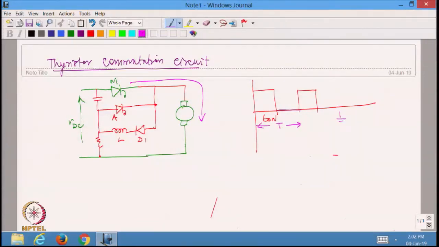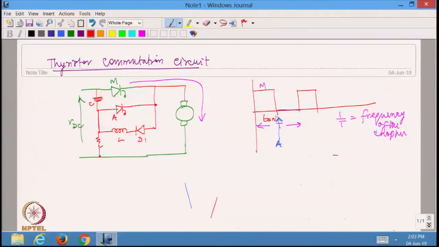So 1 by T is equal to F, which is the frequency of the chopper. Okay. So I am going to have M fired at this point, and whenever I want to turn that M off, I am going to fire the auxiliary thyristor at this point. Okay. As I told you, all that is drawn in this red color, all these things are part of the commutation circuit. This is the capacitance C.